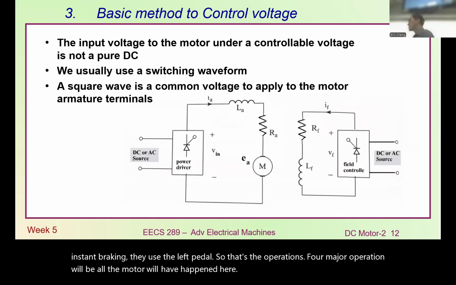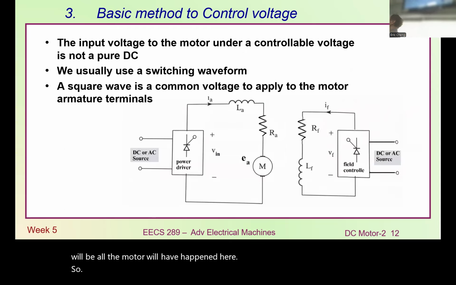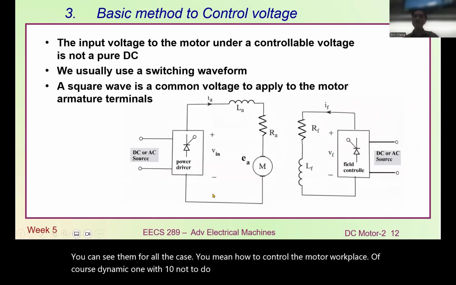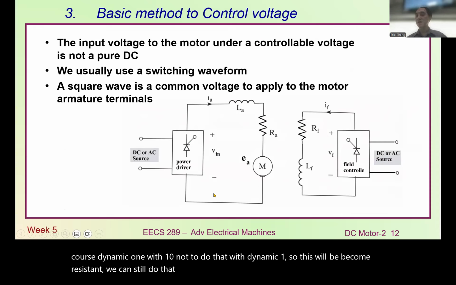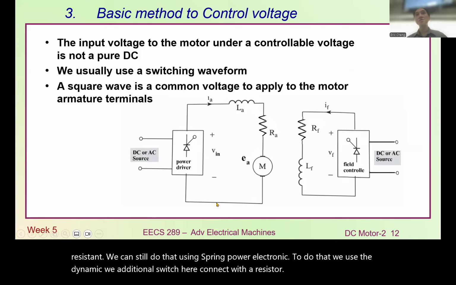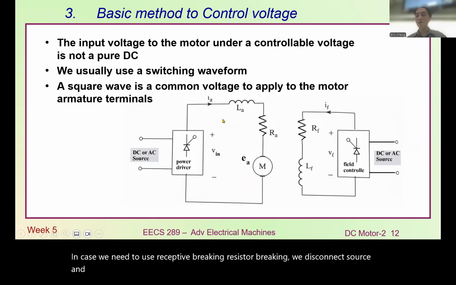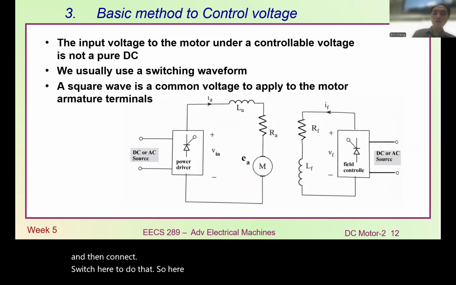So you can see that for all the cases, we mainly control the motor voltage. Of course, the dynamic one, we tend not to do that. The dynamic one becomes resistance. We can still do that using power electronics. We use dynamic braking with an additional switch connected with a resistor. In case we need resistor braking, we disconnect the source and then connect a switch here to do that. So here is dynamic braking. This one will create a different voltage to drive the motor.